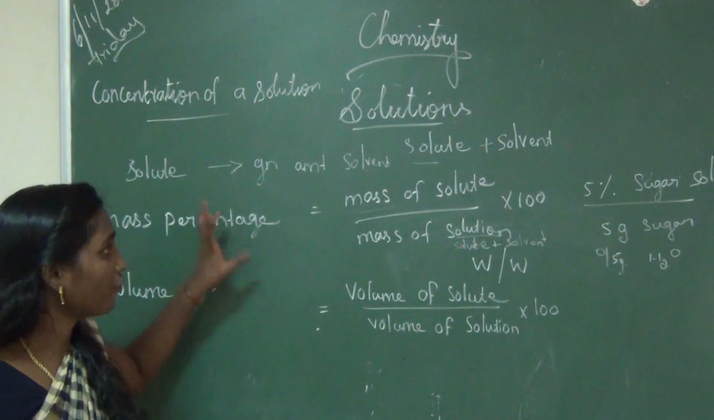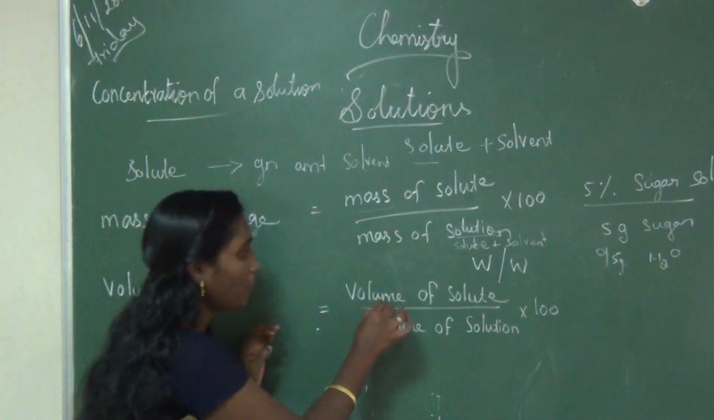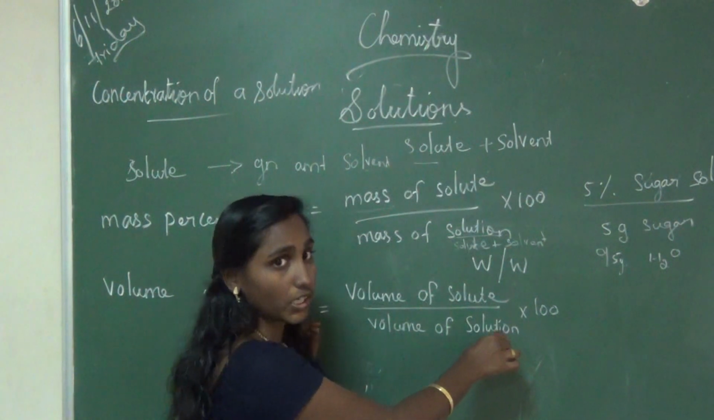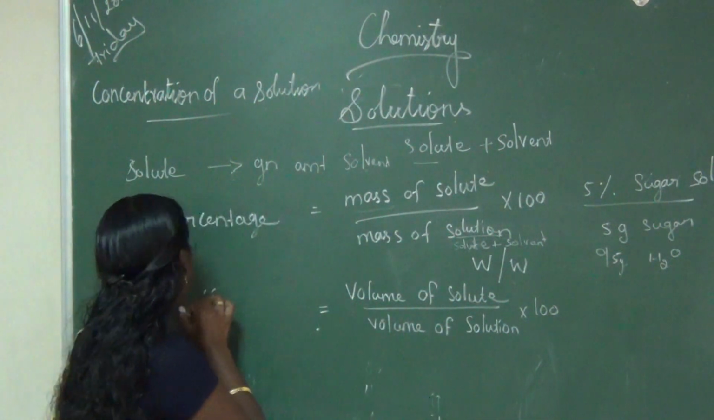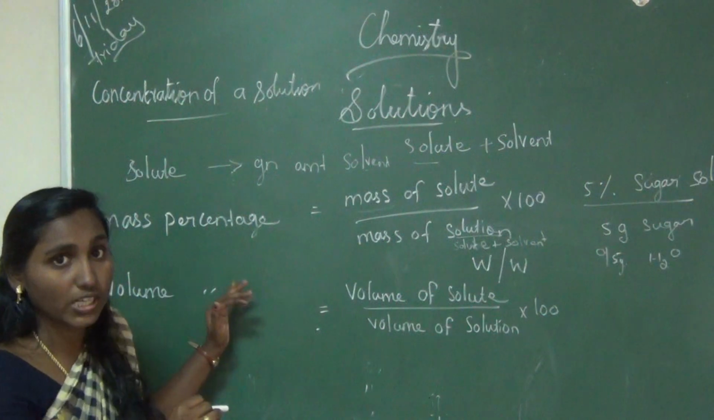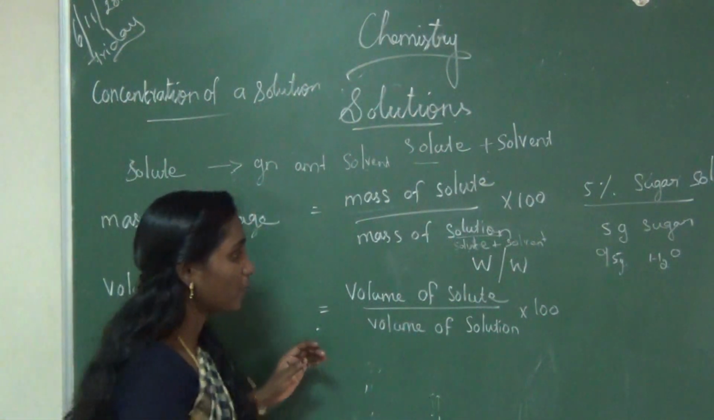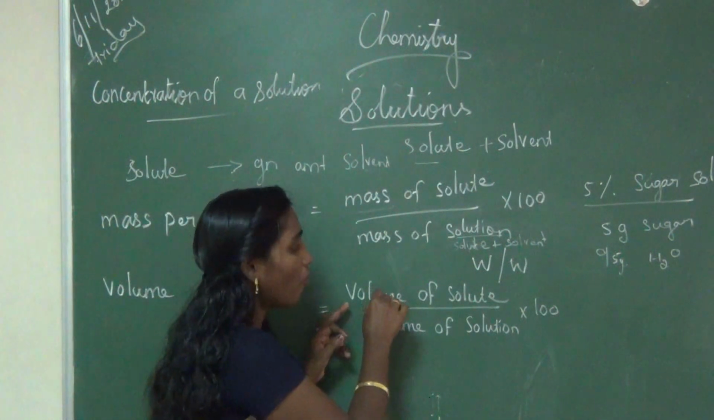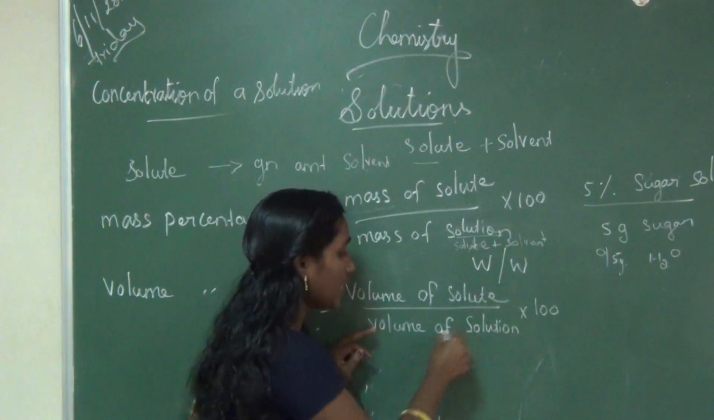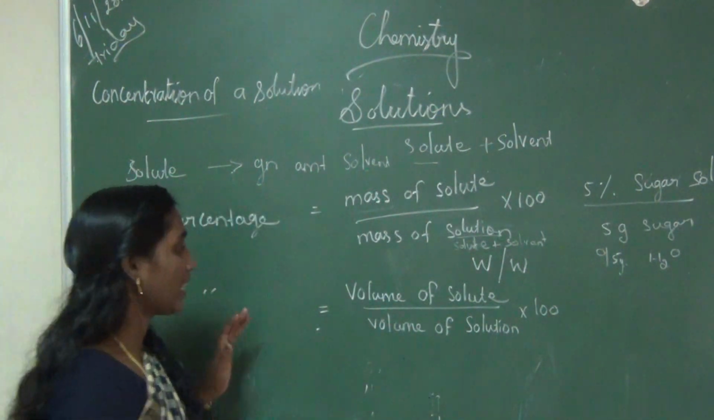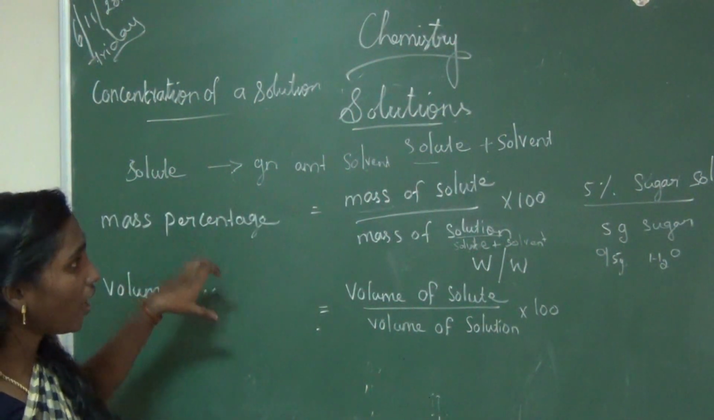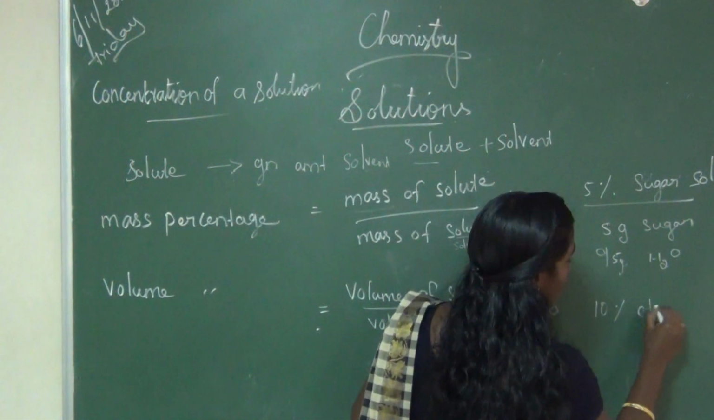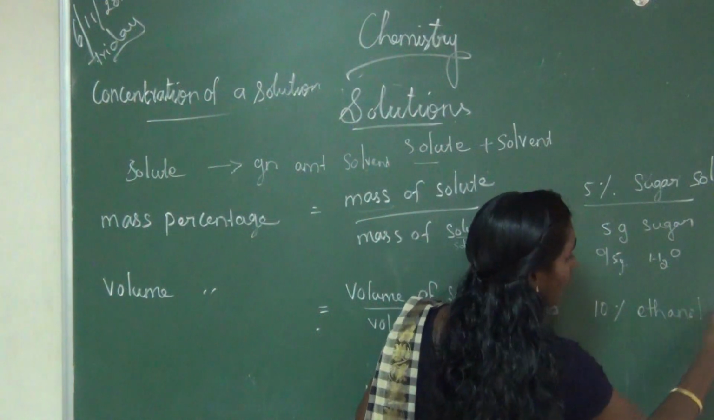Volume percentage of a solution is defined as the percentage by volume of solute present in a given volume of solution. Don't forget to write the word percentage. That is the volume percentage. For example, a 10% ethanol solution, ethanol or alcohol, any.